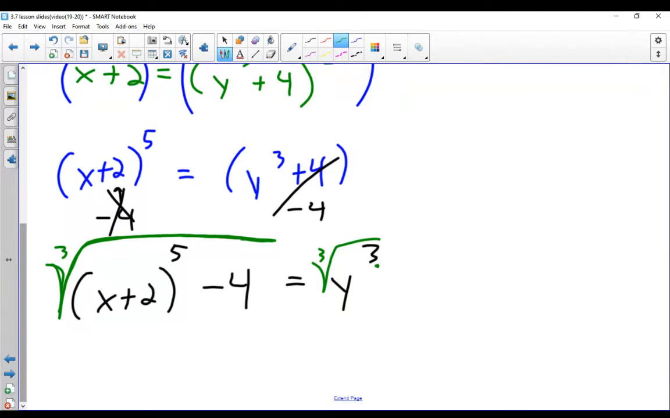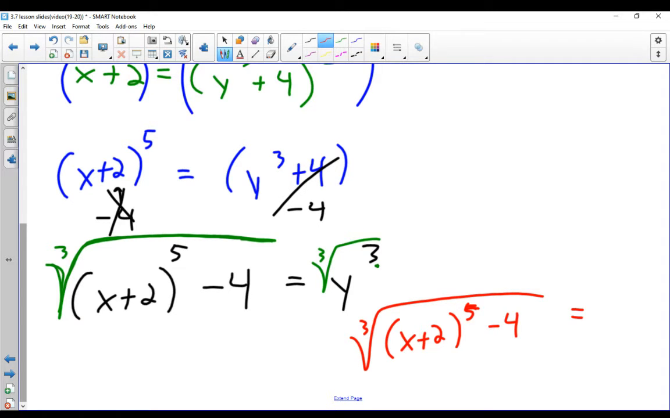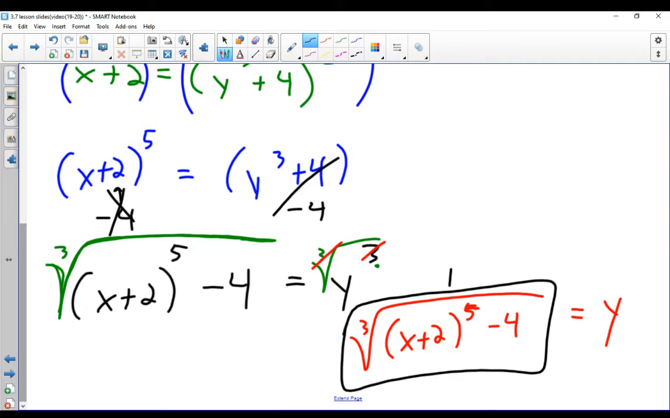So then for your final answer, which I'll write over here, cube root of everything, the x plus 2 to the power of 5, minus 4, all equal to y when everything cancels. And again, once the y is by itself, you have your inverse answer.